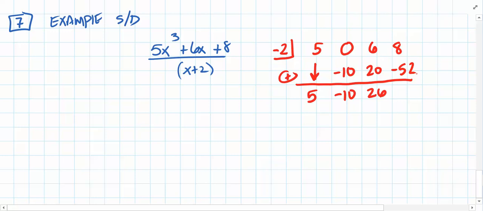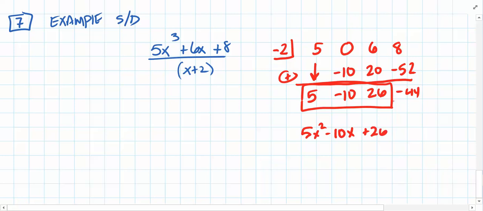5x squared minus 10x plus 26. Very good. The quotient would be 5x squared minus 10x plus 26. What would the remainder be? Or the remainder of negative 44. If you want to write it like that, you're more than welcome to. You can just tell me what the quotient and the remainder are.